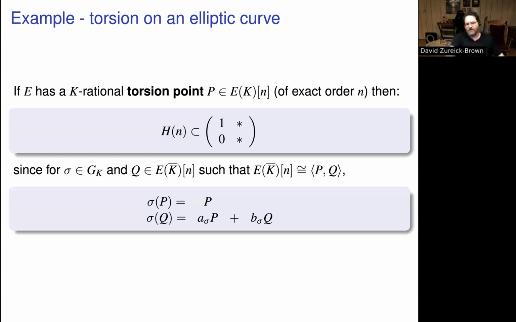So main motivating example: if the elliptic curve has a rational torsion point P, you can extend it to a basis (P, Q). So P is your first basis element. If it's K-rational, the Galois group acts trivially on it, like on this bottom line. And then for Q, the Galois group just sends it to some multiple of the basis, aP plus bQ. A and B go here and here.